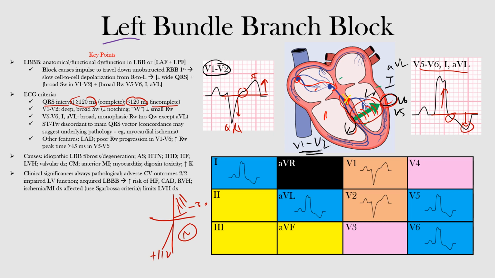All right. Now let's just end by looking at some of the causes and the clinical significance of left bundle branch block. So some causes include idiopathic left bundle branch fibrosis or degeneration, aortic stenosis, hypertension, ischemic heart disease, heart failure, and left ventricular hypertrophy.